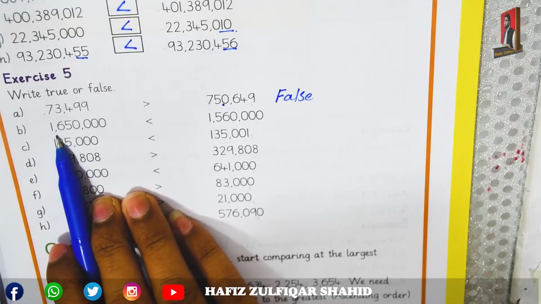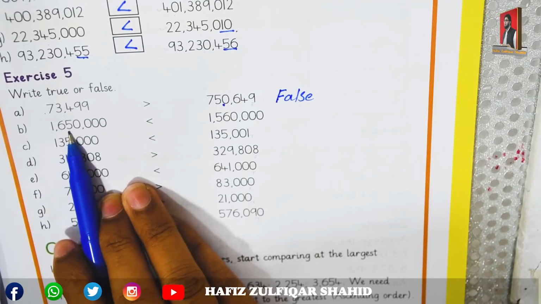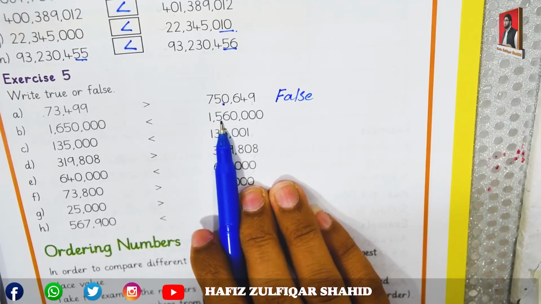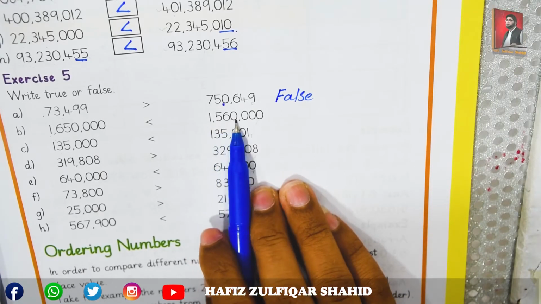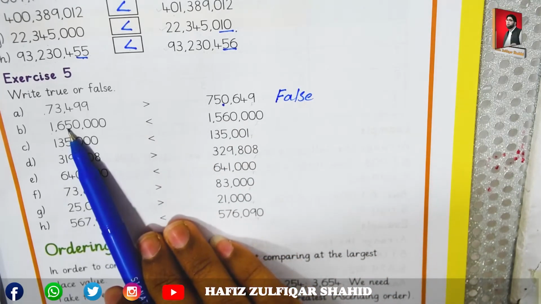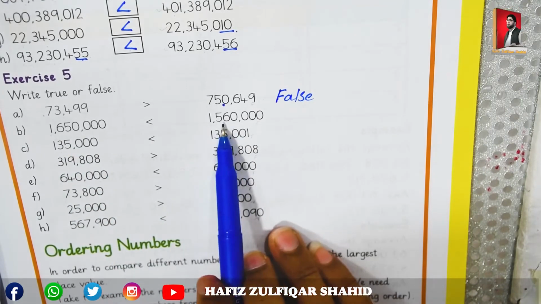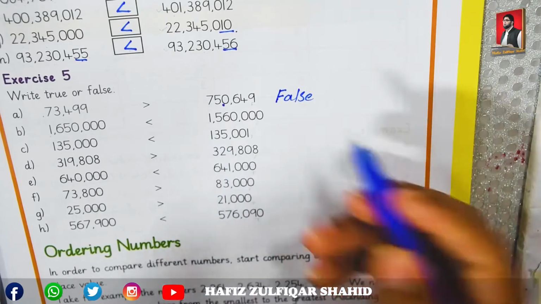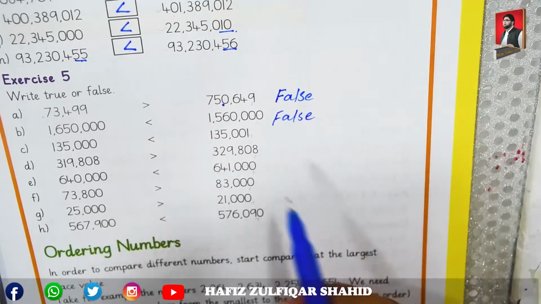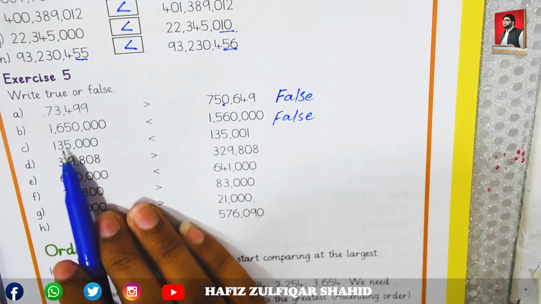The next one, let's compare 1,650,000, and here we have 1,560,000. Information says that 1,650,000 is less than 1,560,000. This is also false because the first value is greater than the second value.